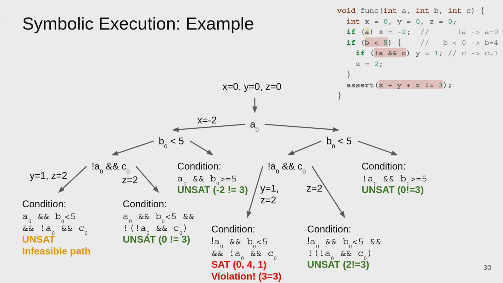and not A and C, so C must be not 0, and the SAT solver can just pick C to 1. So 0, 4, 1 is a satisfying assignment for this example. And we've successfully symbolically executed these few lines of code and validated all the different paths.